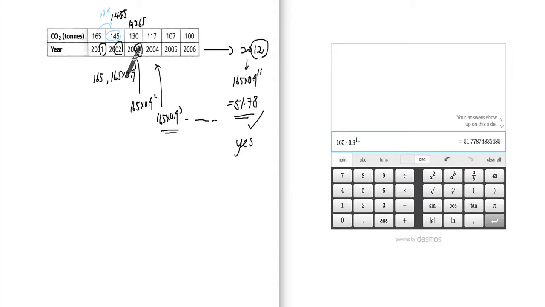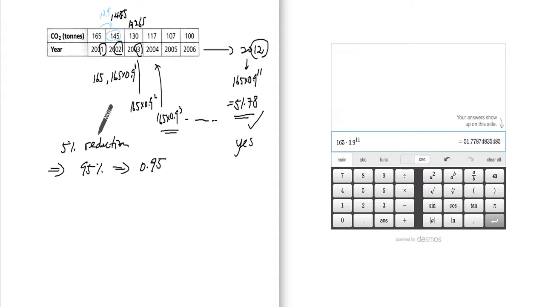Okay. What if instead of reducing by 10%, it was only 5% per year? So if you've reduced 5%, how much would you have left over? A 5% reduction means from the original we have 95% left over, which means you multiply by 0.95 to get the new amount.